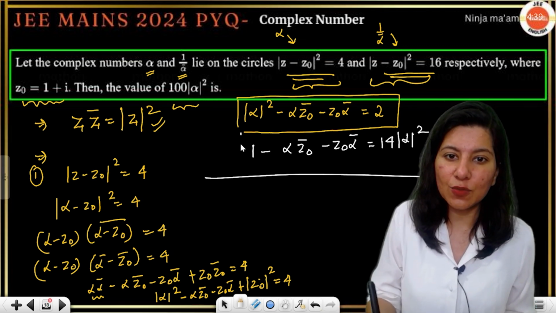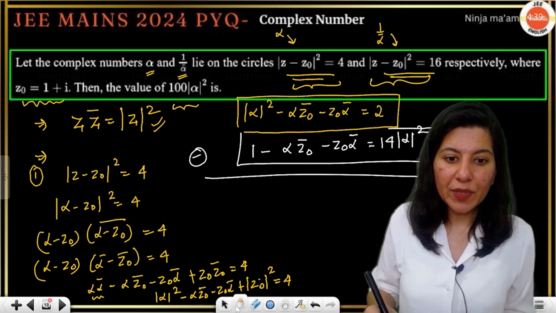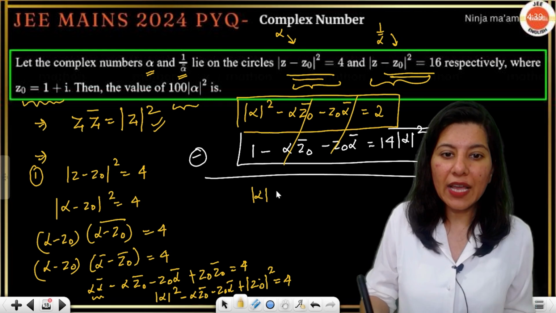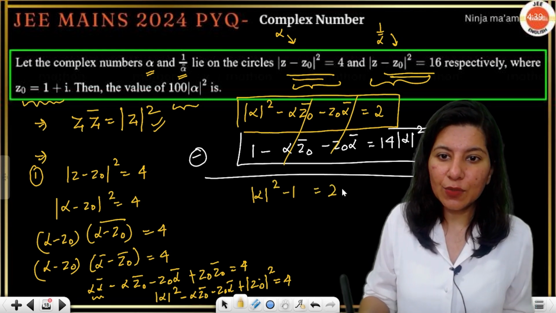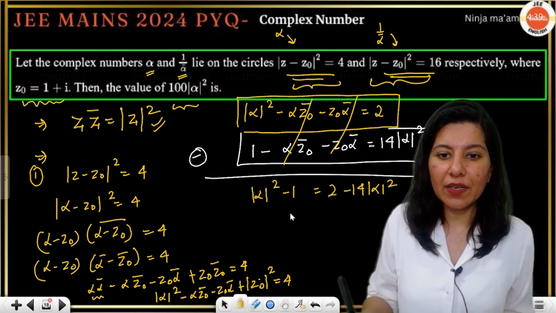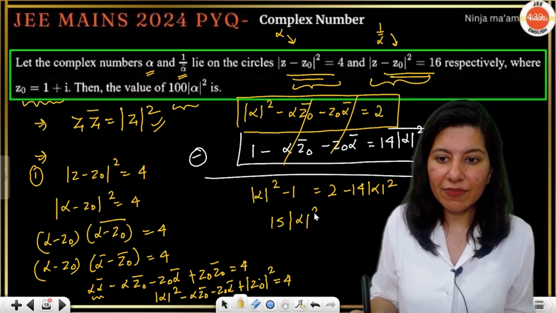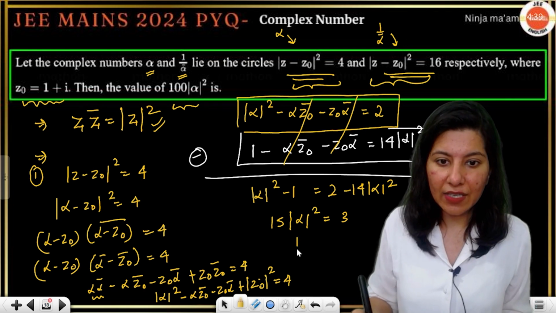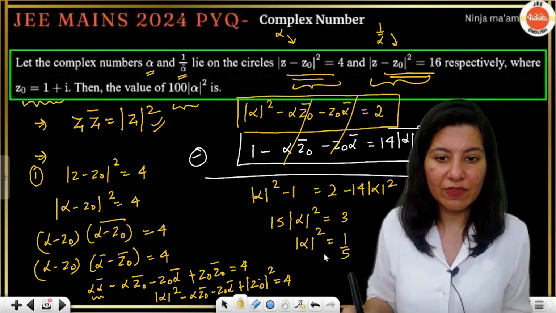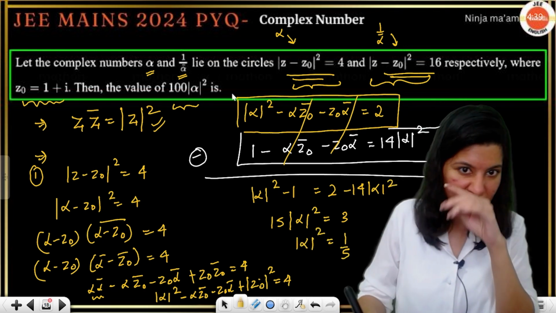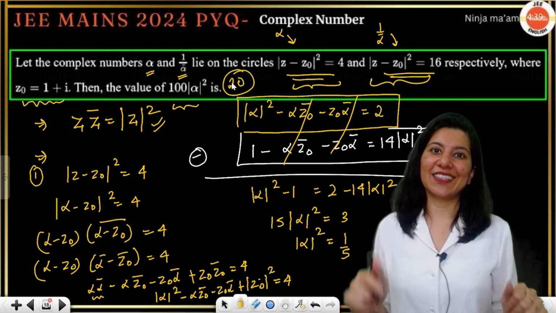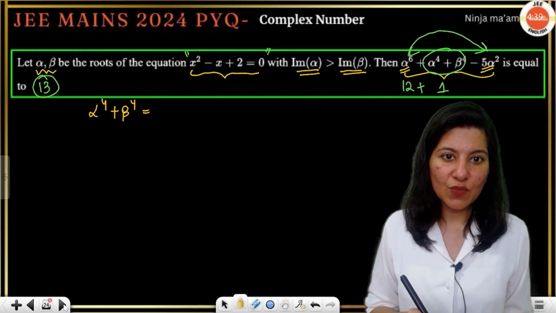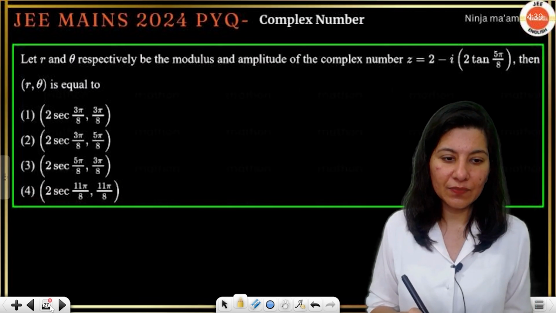Now subtract these two. The moment you subtract, then what will happen? These things will get cancelled out. So mod alpha square minus 1 is equals to 2 minus 14 mod alpha square. So this is 15 mod alpha square is equals to 3. So you are looking for 100 alpha square. So this is 1 by 5. Multiply 100, you will get 20. So 20 is absolutely correct for this particular question. Okay. All right, now let us move on to the next problem.